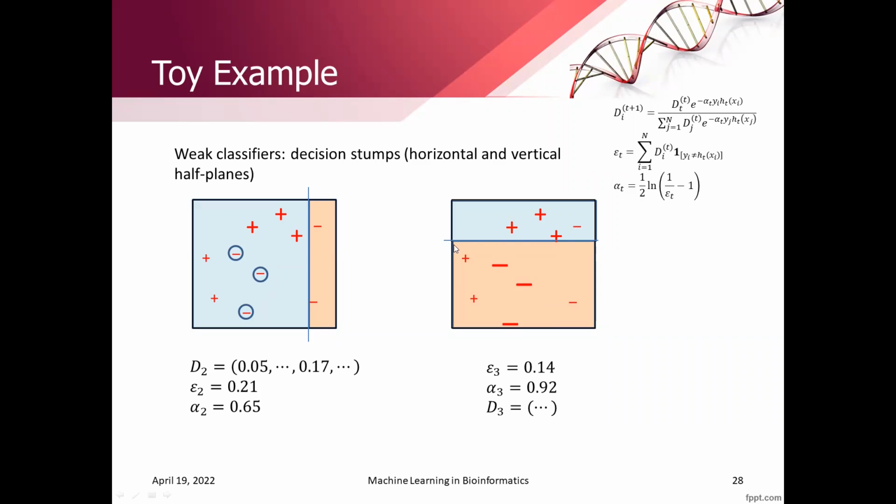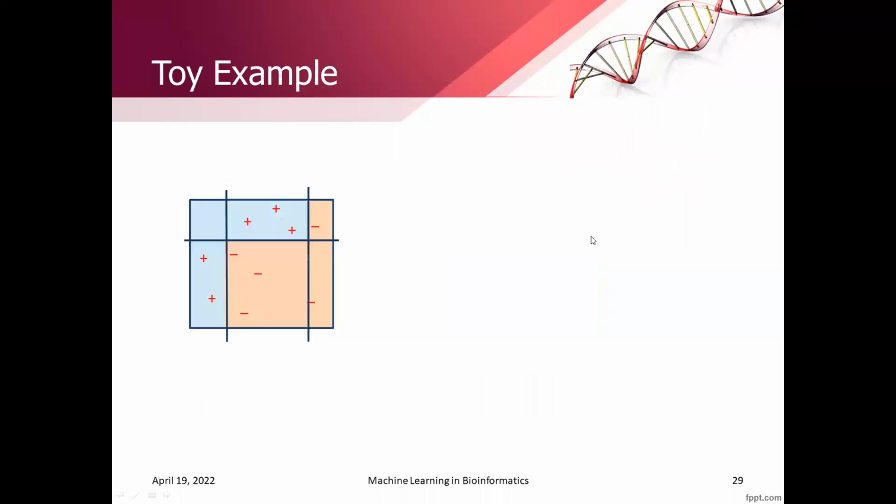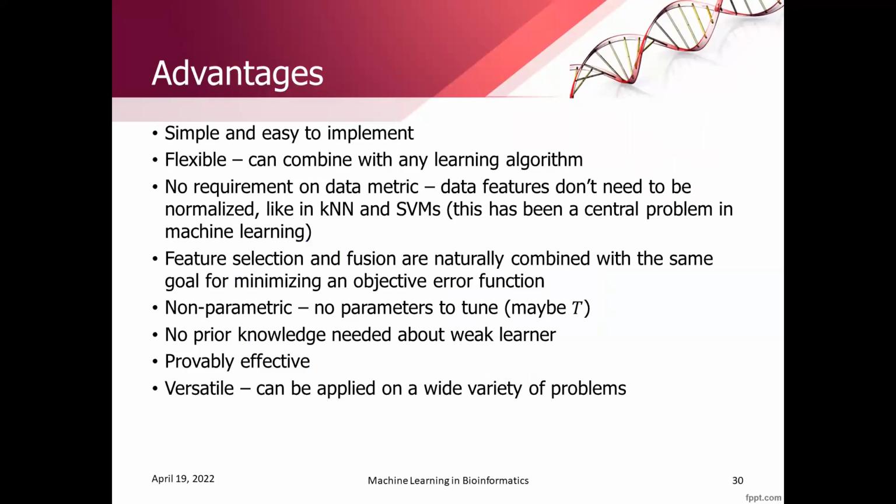And we build a third stump. And when we combine them, we obtain correct classification. So it was just an example. And there are 2 slides summarizing the method. The method is quite simple, easy to implement, and very flexible, because it can combine any learning algorithm.